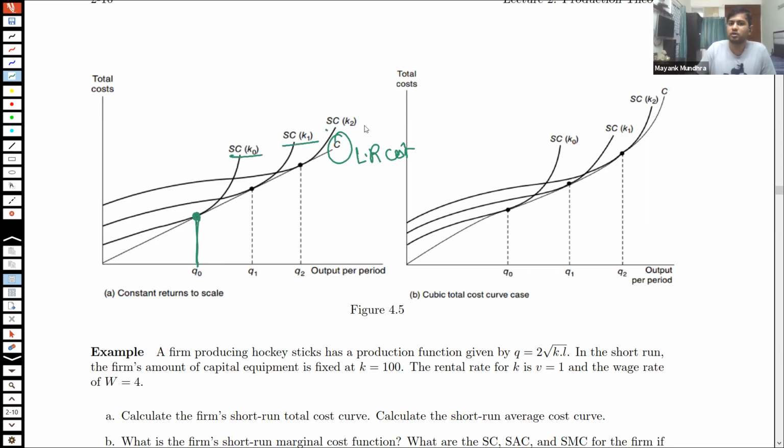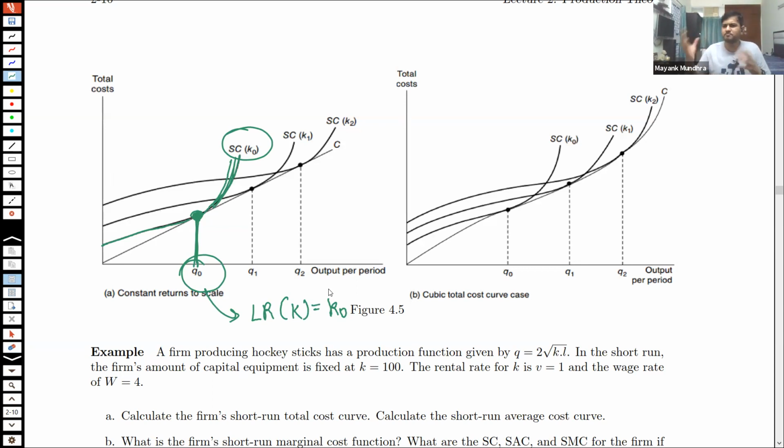These are different short-run costs for different levels of fixed capital. So you can have capital level 10 or 20 or 40, whatever the fixed level is. But the point is, for different levels of fixed costs, let's just focus on this SCK0. For all quantities less than Q0, short-run cost is higher. For all quantities greater than Q0, it is also higher. But at Q0, it is equal. So Q0 is basically that quantity at which the long run level of capital is equal to K.